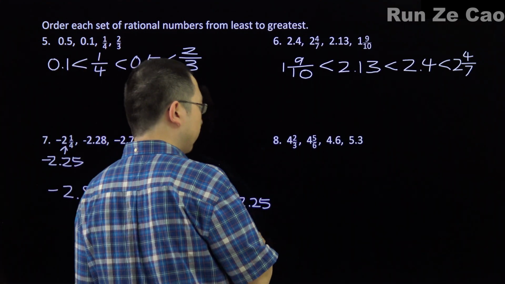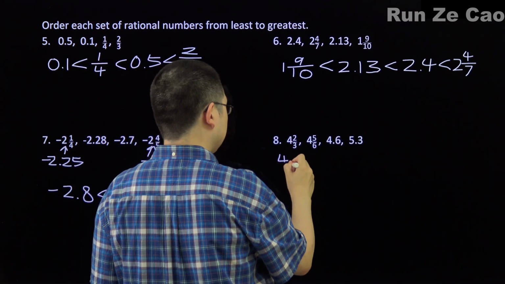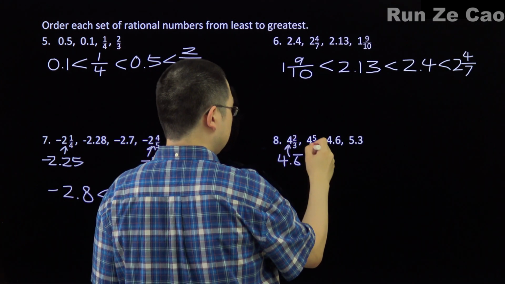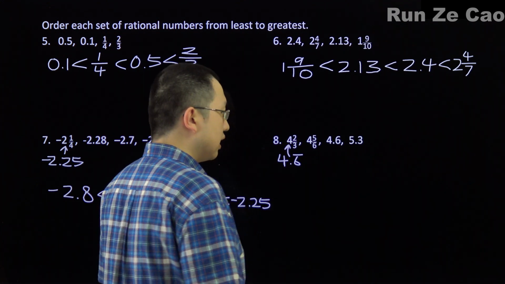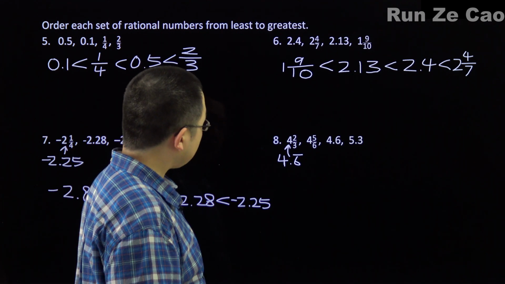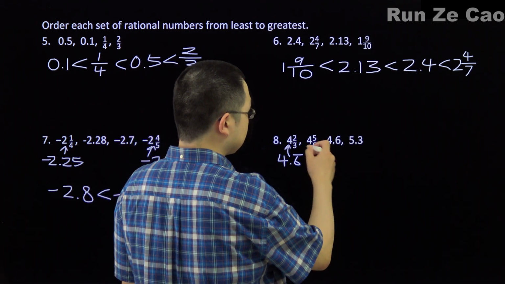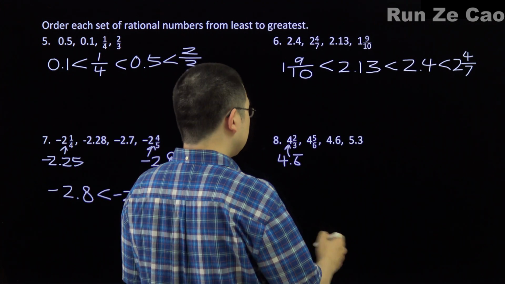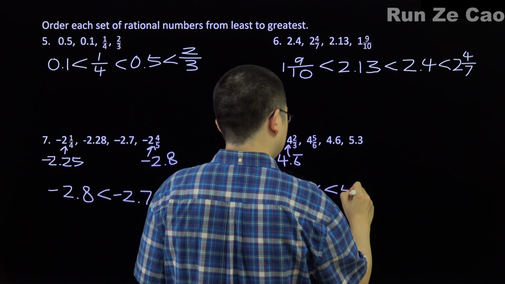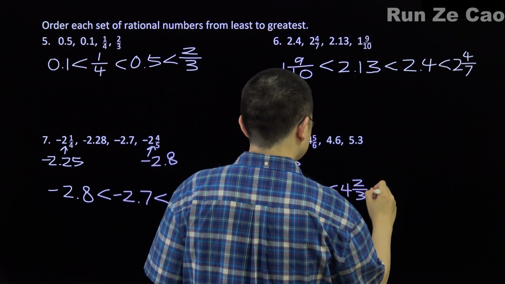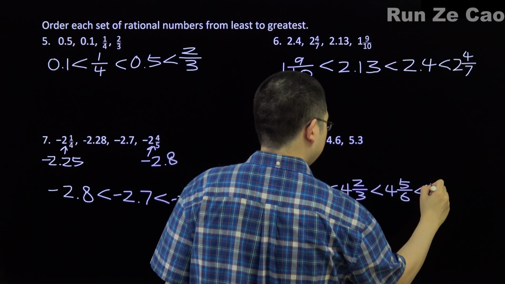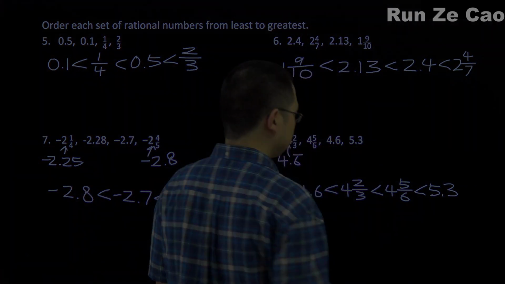Okay then, 4 2/3, well that's 4.6 repeating. Yeah, 4 5/6, 5/6 is bigger than 2/3. Okay then, but it's still going to be smaller than 5 point something. So 4.6 is smaller than 4 2/3, which is smaller than 4 5/6, which is smaller than 5.3.